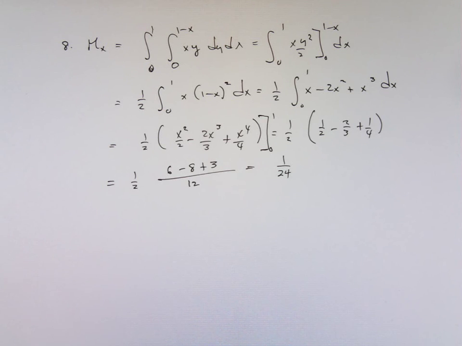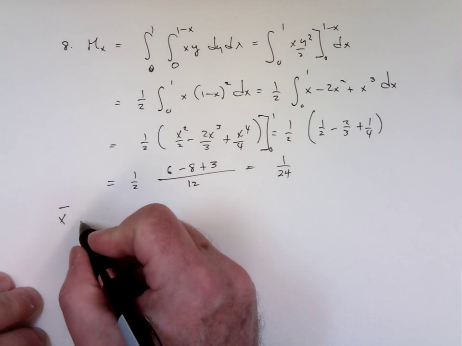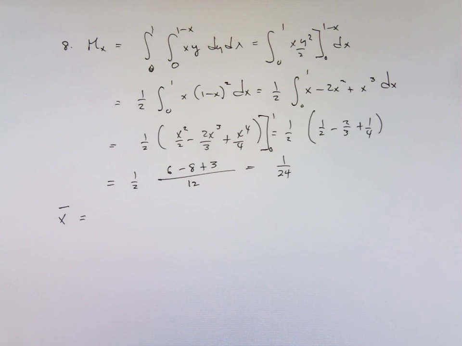X bar. Can I have some credit for forgetting to multiply by 1/2? Let me see. You had the 1/2 in there? Yeah. And then you didn't multiply by it? That's partial.